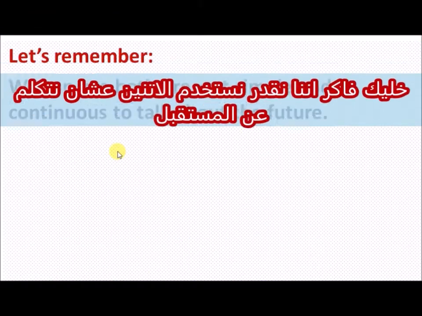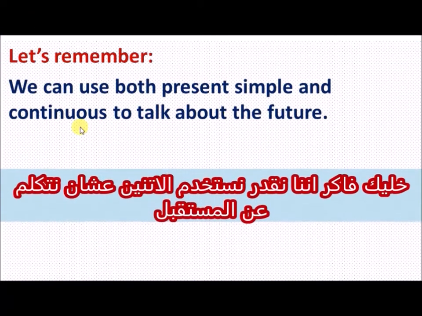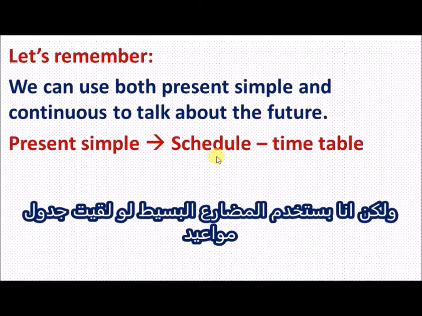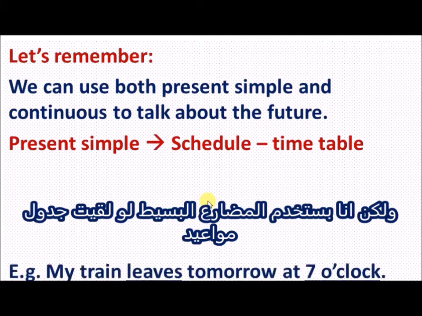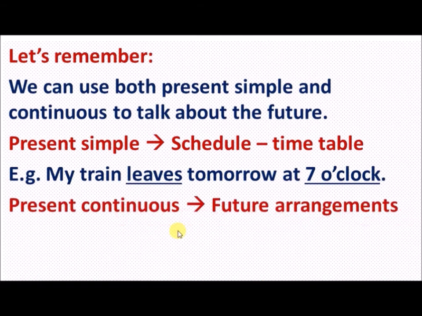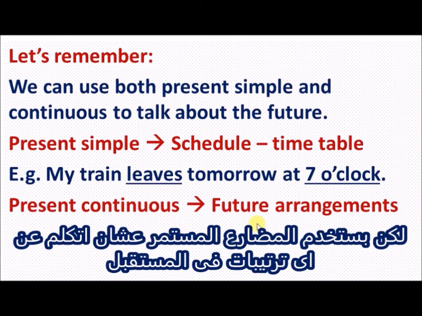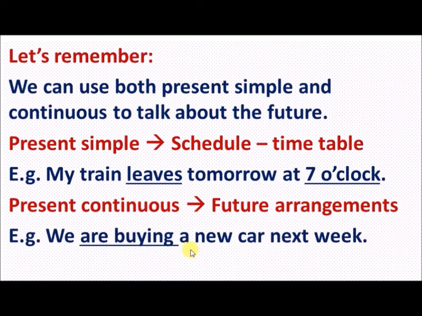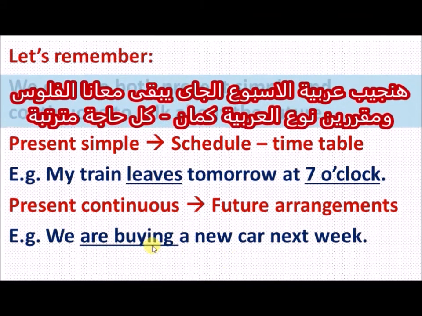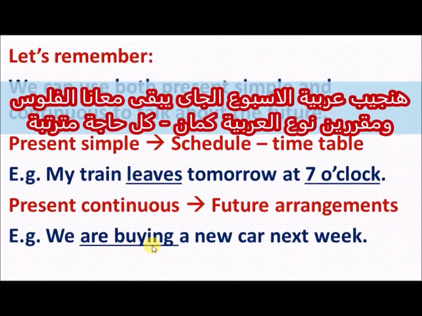Let's remember that we can use both present simple and continuous to talk about the future. But I use present simple if I find schedule or timetable. For example, my train leaves tomorrow at 7 o'clock. But I use present continuous if I'm speaking about future arrangements. For example, we are buying a new car next week. And this means that we have already arranged for that. We do have the money and we decided on the type of the car, everything.